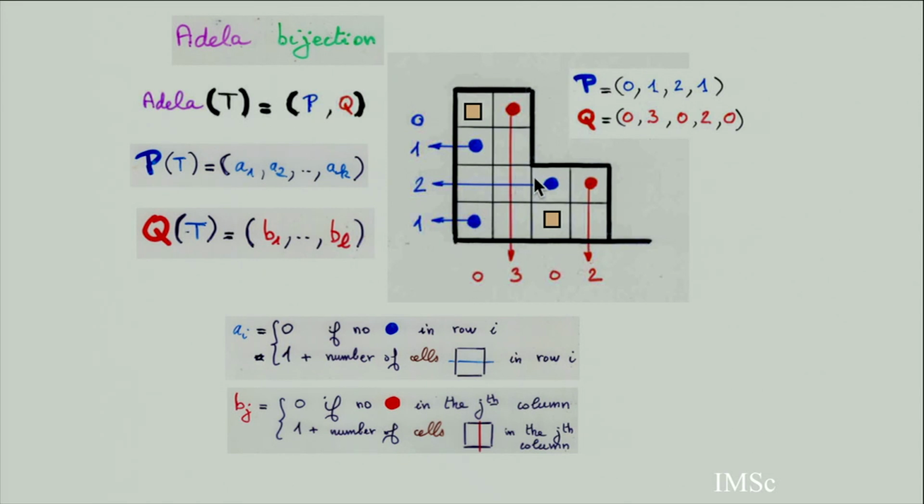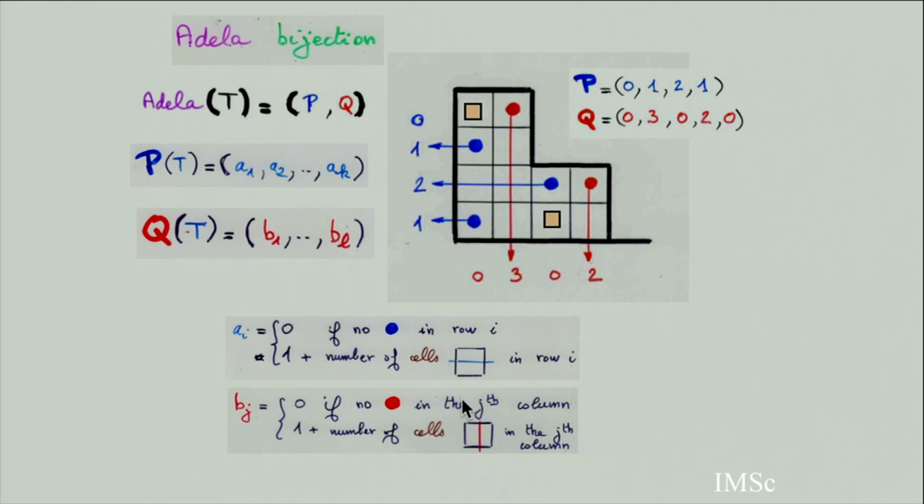So you see here, I have 0, there is no blue point. Here there is one blue point, I put a 1. Here I have a blue point. This doesn't count, but then I have a cell here having this label. So I put a 2. And here I put 1. There is only one blue point.